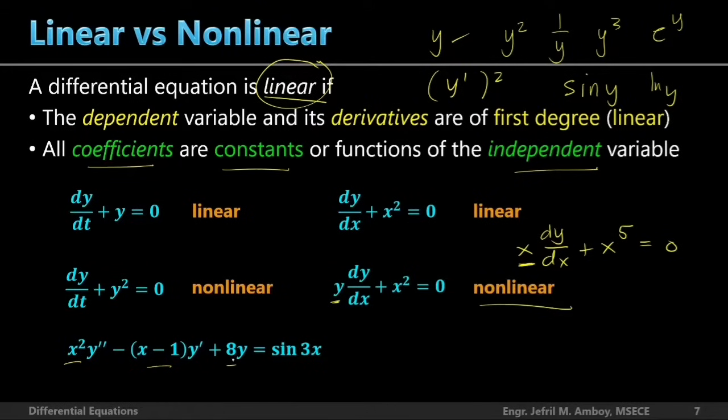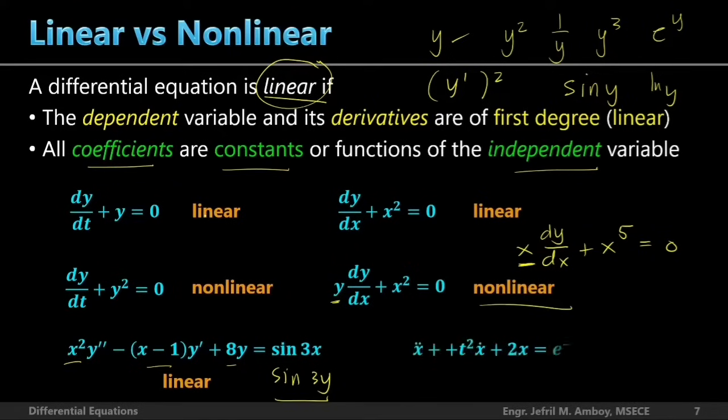Ito naman constant. Okay? So, dito, ang kinuha natin ay sine, independent variable din. Okay lang yan. So, linear pa rin yan. So, we have here y double prime, y prime, and y, which are all first degree. That is why this equation is linear. Magiging non-linear yan kung, halimbawa, gagawin mo siyang sine of 3y.